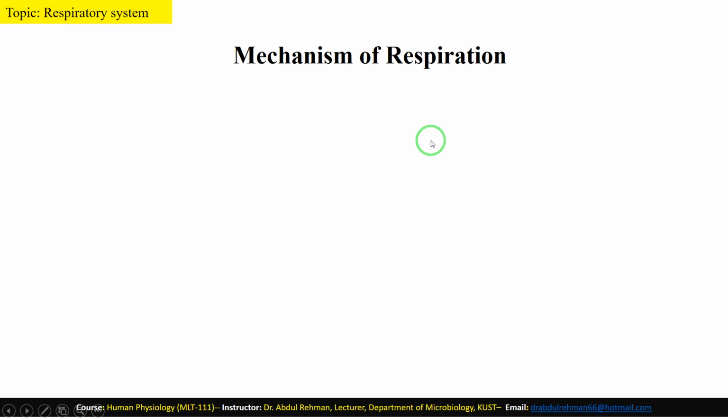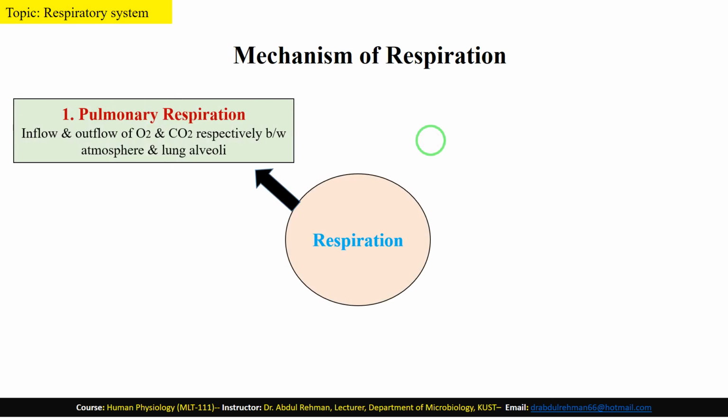What is the basic mechanism of respiration? In respiration, four different mechanisms are involved. The first one is pulmonary respiration. During pulmonary respiration, there is the exchange of oxygen and carbon dioxide between the atmosphere and the lung alveoli. So during this stage, oxygen from the atmosphere enters the lung alveoli and carbon dioxide from the lung alveoli enters the atmosphere.